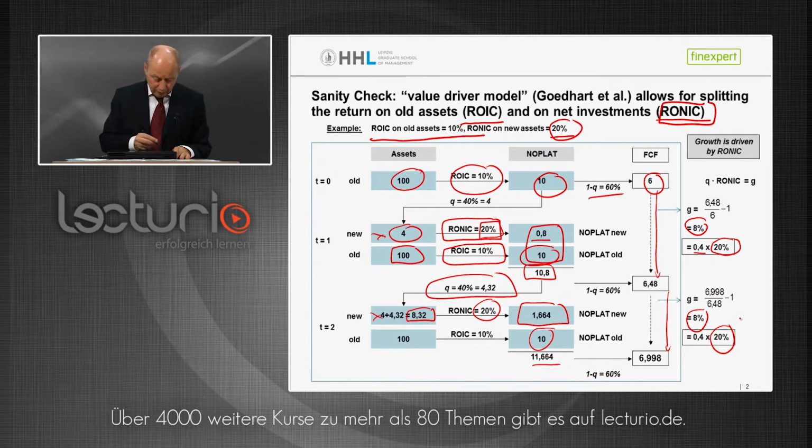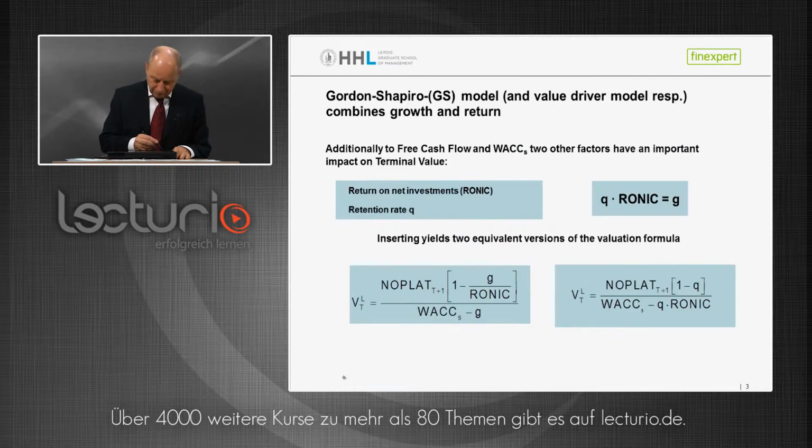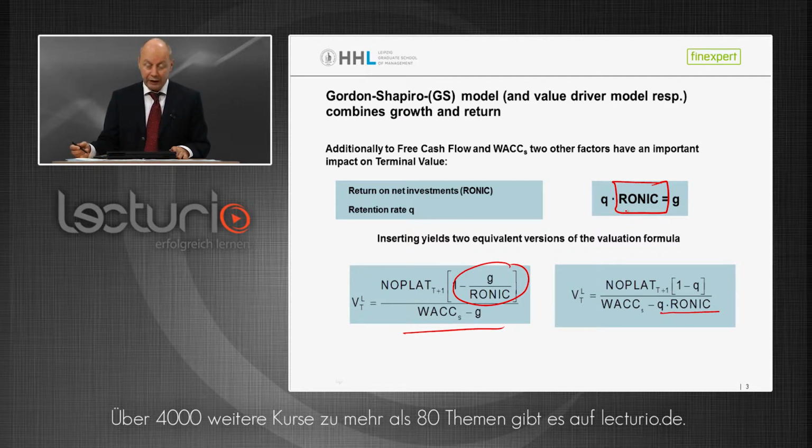So the formula looks very similar to the classic Gordon-Shapiro formula. The only thing that is different is that we replace ROIC by RONIC. You see here again the version of replacing the retention rate by the ratio of g over RONIC, and here the version where we replace the growth rate by the product of retention rate and RONIC. So that's the only difference. The mechanics are alike.